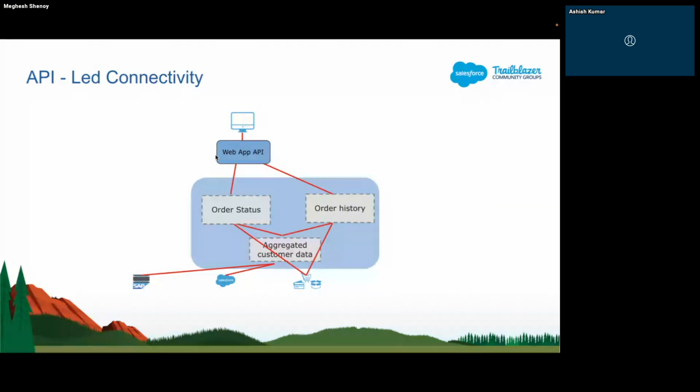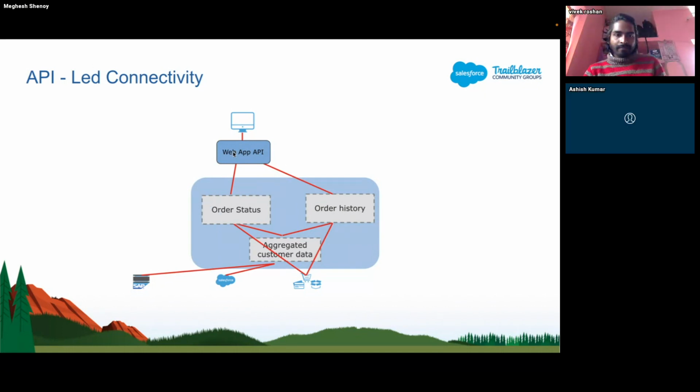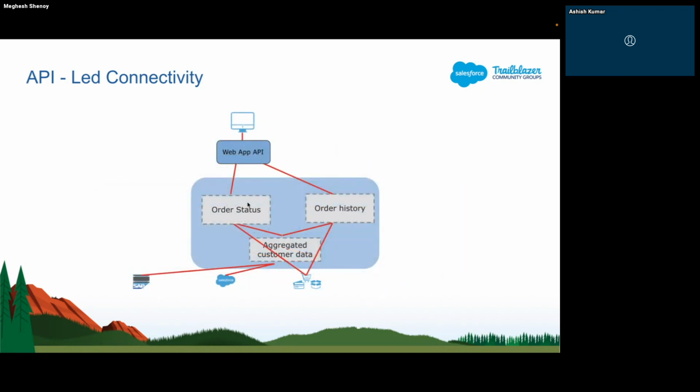For example, Trail Sneakers creates an integration solution, only one integration solution, to connect all of these systems. We aggregate the customer data from all three systems. Then we further transform the data to get order status and order history, and then we expose it to the web API. And this is for the desktop application.